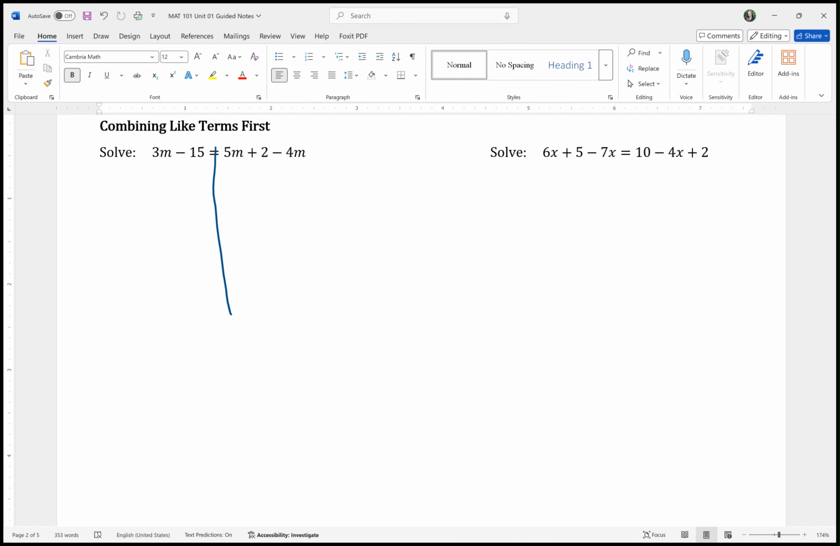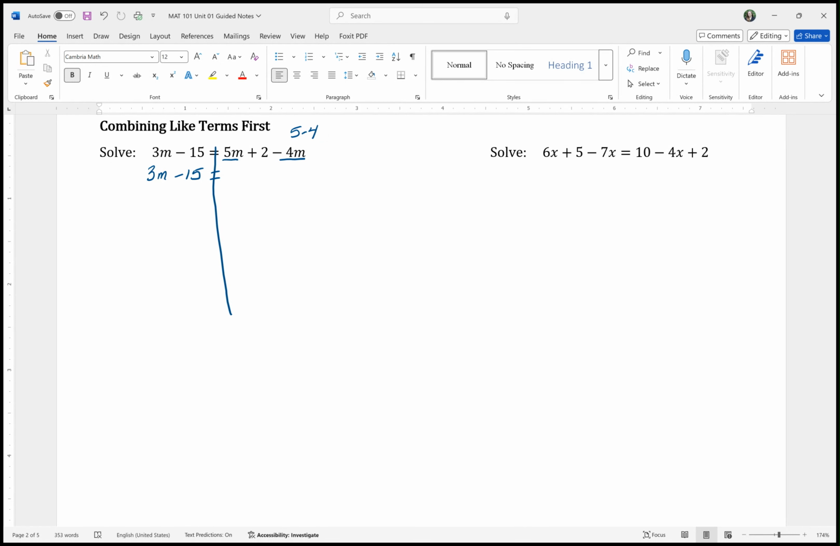On the right-hand side, we've got 5m and then minus 4m. That 2 is a constant, but the other two have variables. We are going to just copy down. We're not doing anything to the left-hand side. We're going to copy down 3m minus 15. We're going to copy down the equal sign. But on the right-hand side, we are going to do something. We are doing 5m minus 4m. And looking at those, we are literally just doing 5 minus 4.